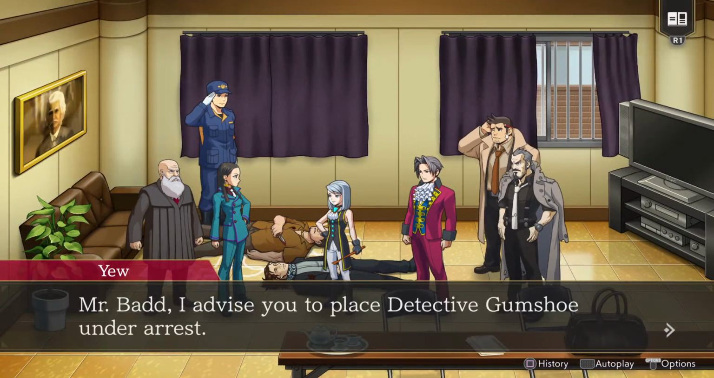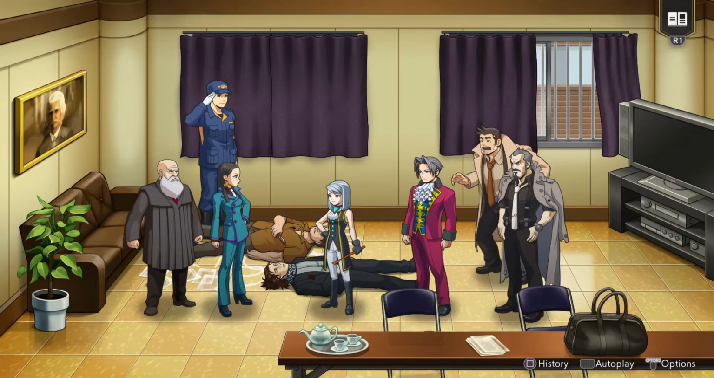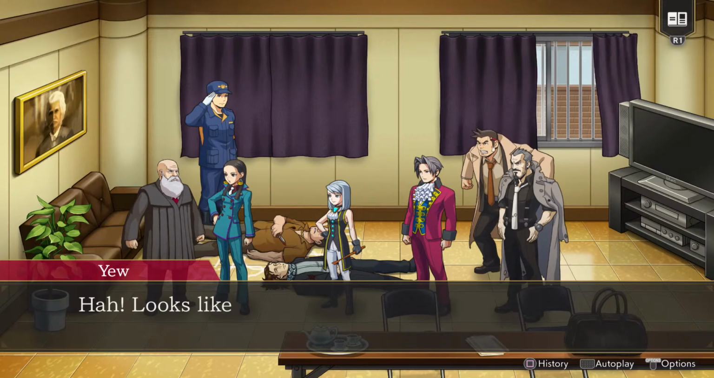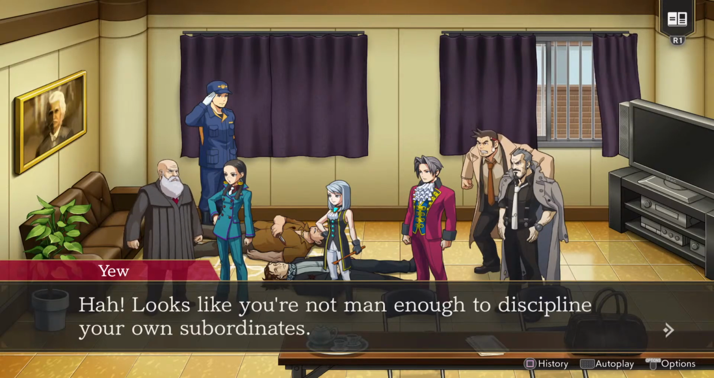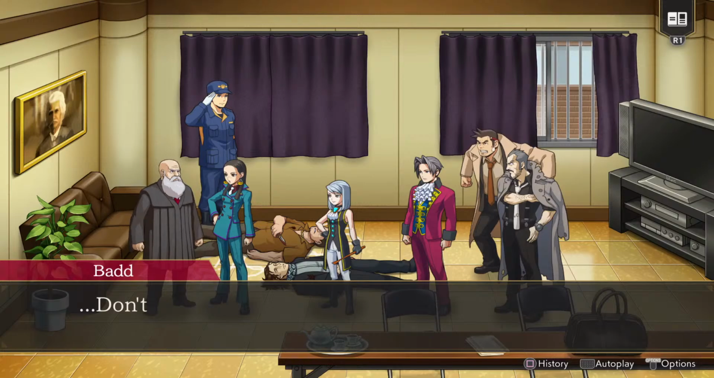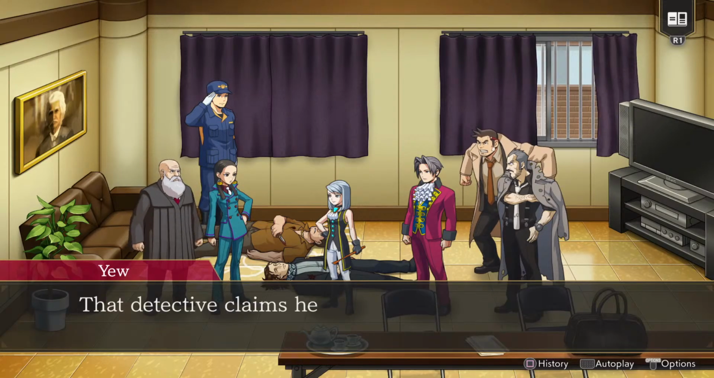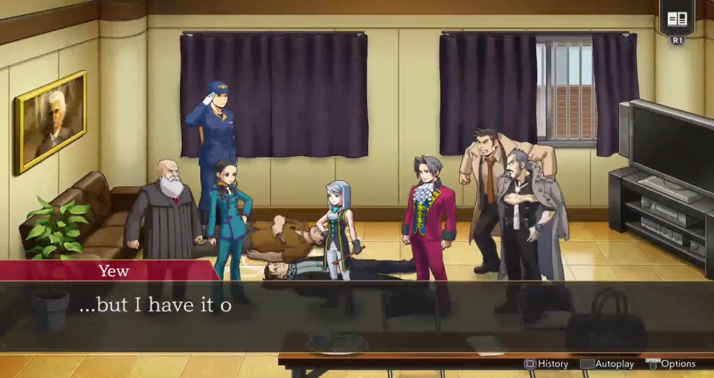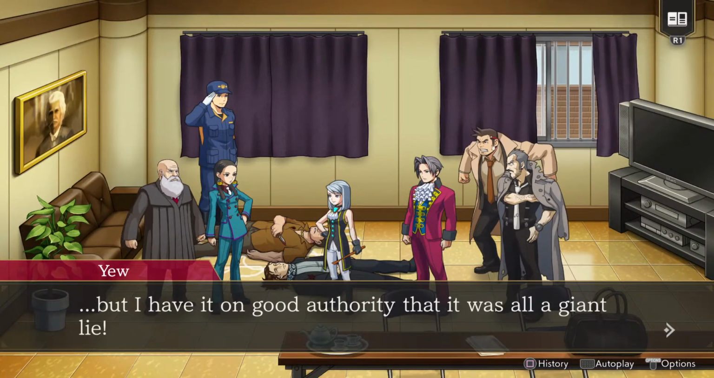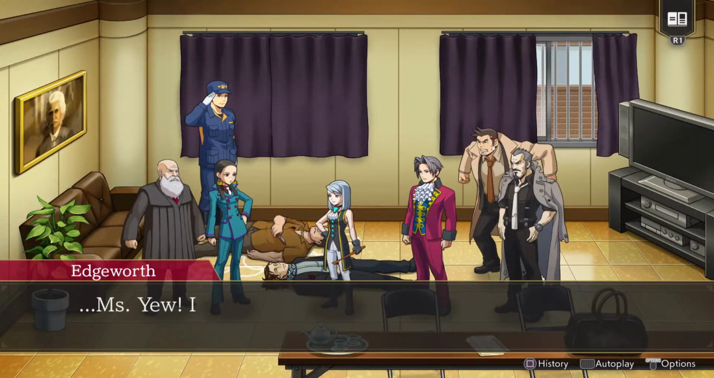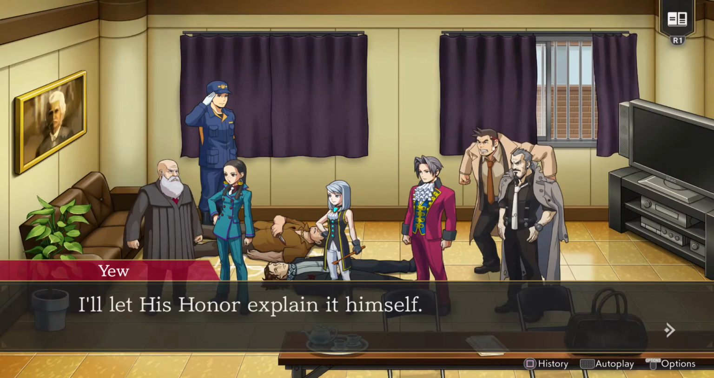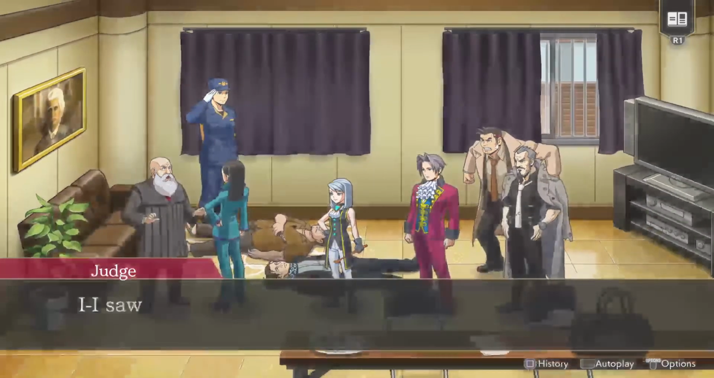Mr. Bad, I advise you to place Detective Gumshoe under arrest. What? I didn't do anything. What's the meaning of this? Ah, looks like you're not man enough to discipline your own subordinates. Don't you dare. That detective claims he was there standing in front of the door the entire time. But I have on good authority that it was all a giant lie. Miss Yu, I ask that you please explain that last statement. I'll let His Honor explain it himself.